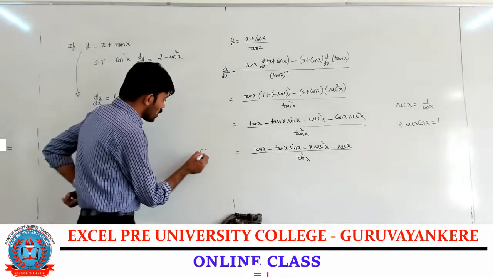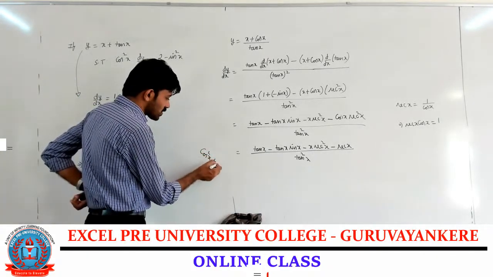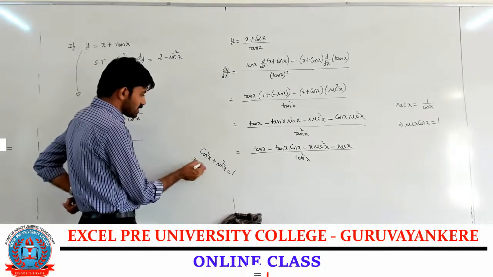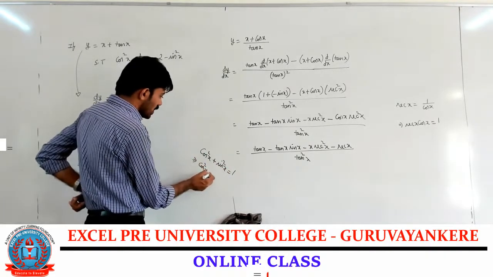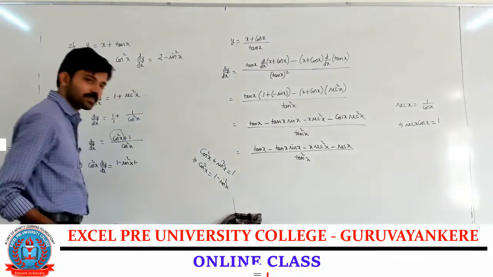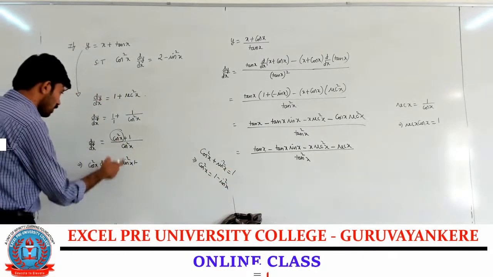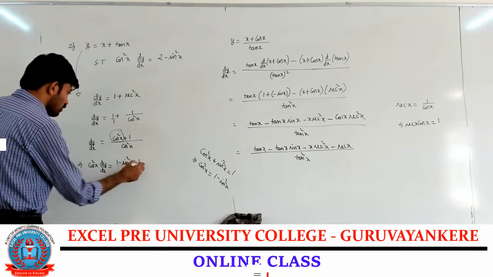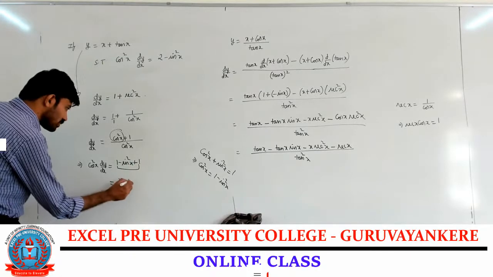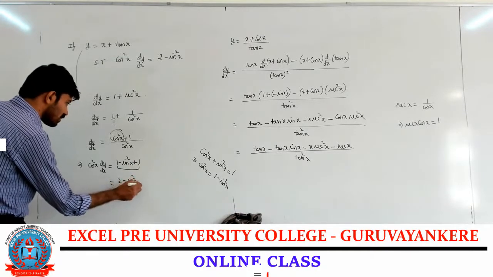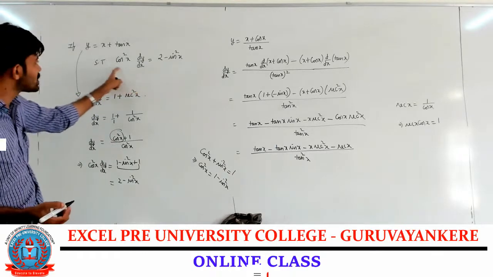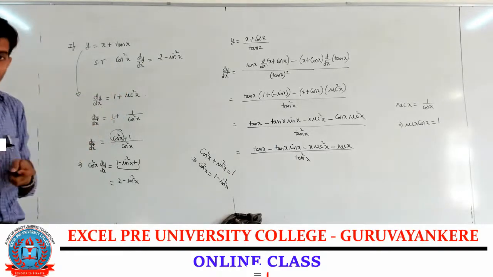As you know, cos square x plus sin square x is equal to 1. So cos square x is 1 minus sin square x. So we have 1 minus sin square x plus 1. Now 1 plus 1 is 2, so 2 minus sin square x. Cos square x into dy by dx equals 2 minus sin square x. Hence we get the answer.